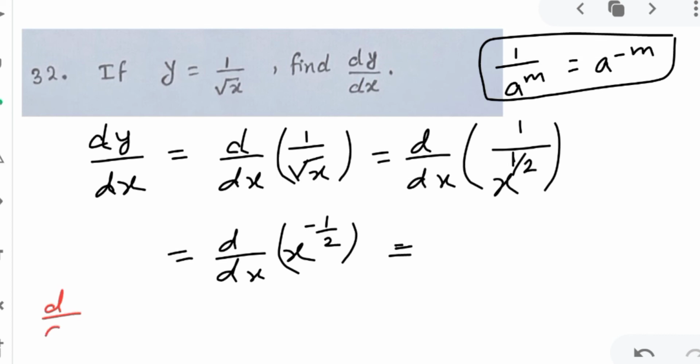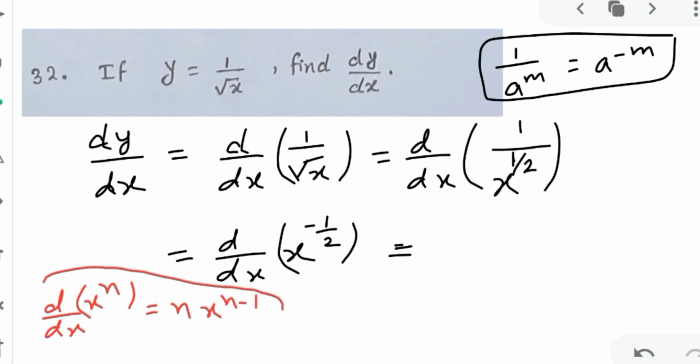Derivative of x to the power n. Correct. Because the n value is minus 1 upon 2, and the derivative is n into x to the power n minus 1. This is the formula for the derivative of x to the power n. Okay, so we'll use this formula here. N value is minus 1 upon 2. So n into x to the power n minus 1, where n is minus 1 upon 2.